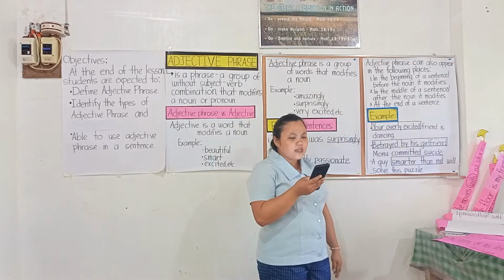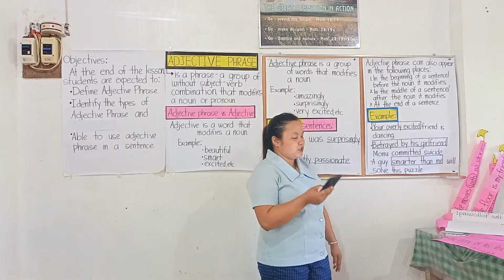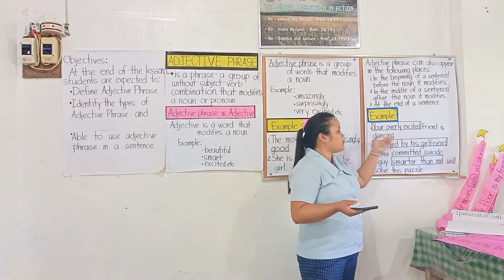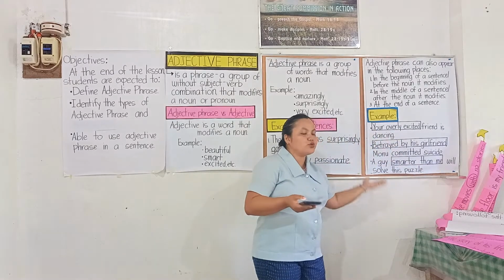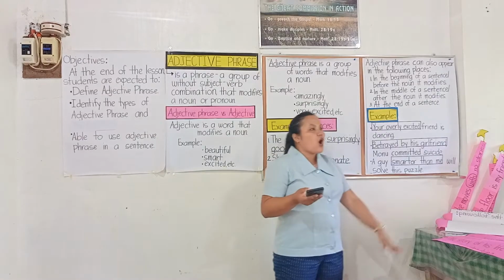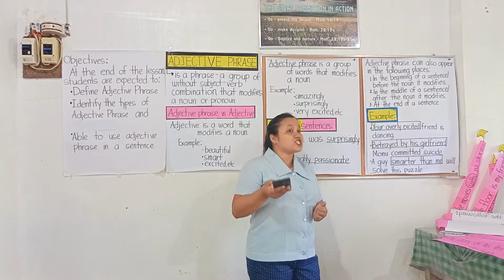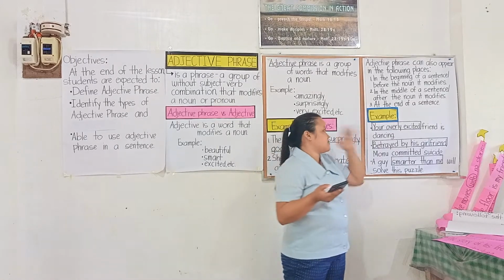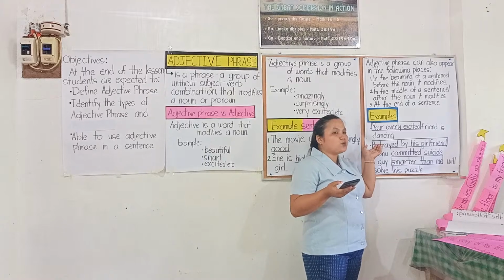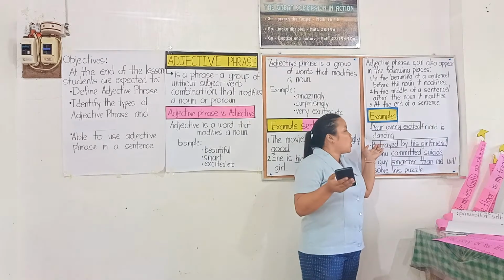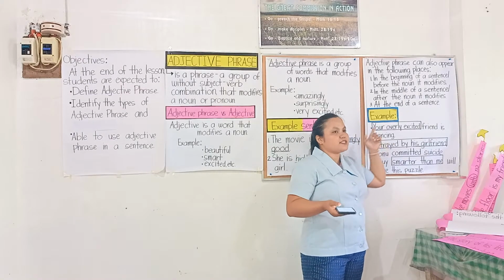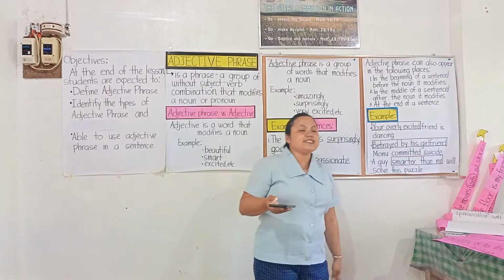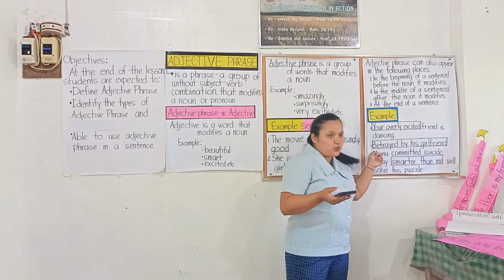Okay. Another example. Betrayed by his girlfriend, Muno committed suicide. Okay, where is the adjective phrase? Yes, the adjective phrase is found in the beginning of a sentence, which is betrayed by his girlfriend, that modifies the noun Muno.